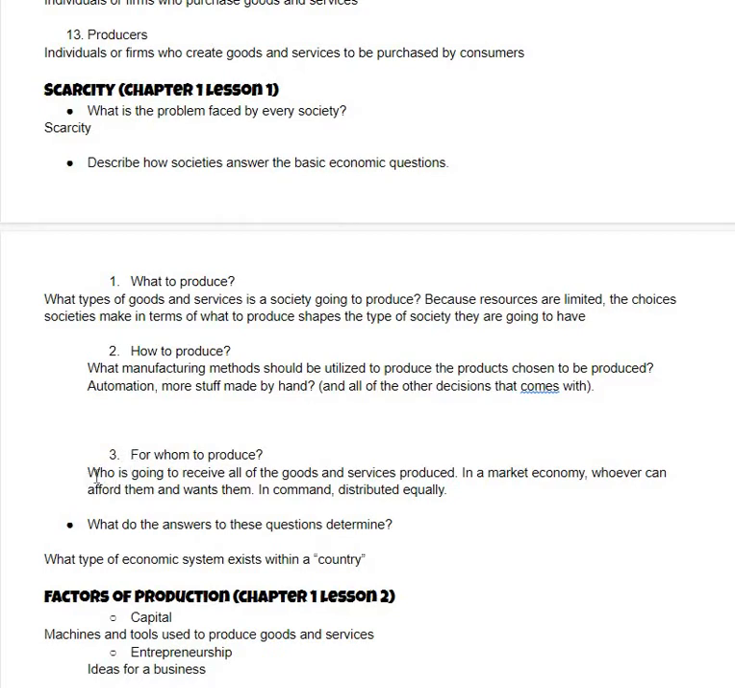For whom to produce? So who's going to receive all the goods and services produced, right? Now, again, in a market-based system, that's going to be determined based on people having money to buy stuff, but again, that's just one of those things. Now, the answers to these questions determine what type of economic system exists within a country.